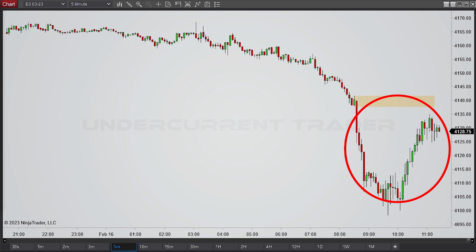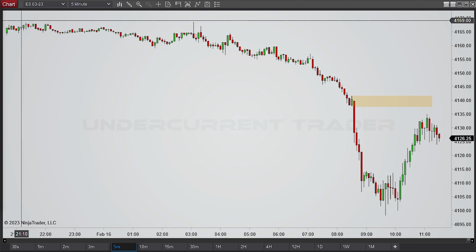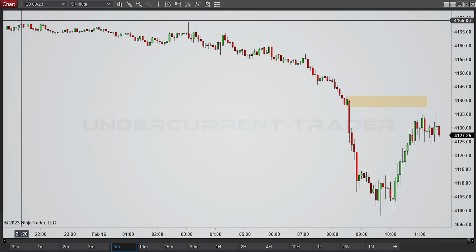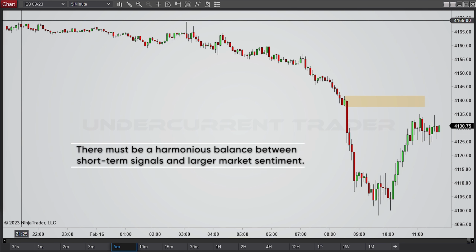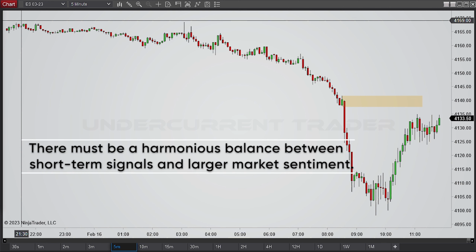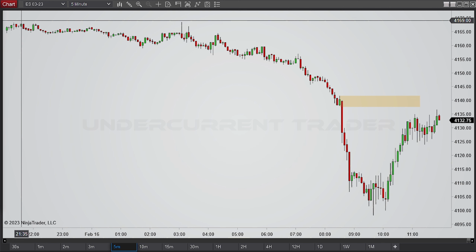we must first, I think, analyze technical details as well as more general elements such as pricing range and its potential influence on our entry selection. To put it simply, there must be, I think, a harmonious balance between short-term signals within our point of interest and larger market sentiment. And this is exactly, I think, what we've got here with this depletion in bearish sentiment.